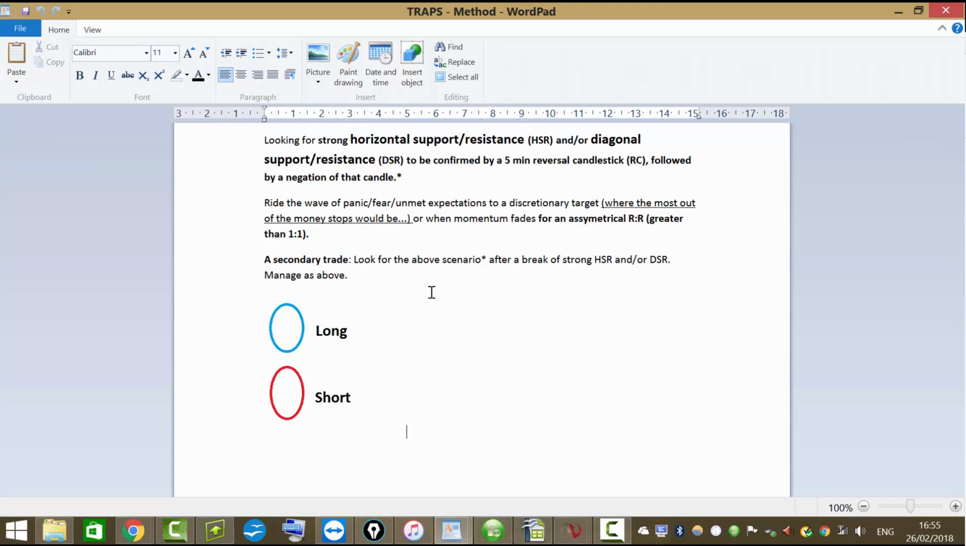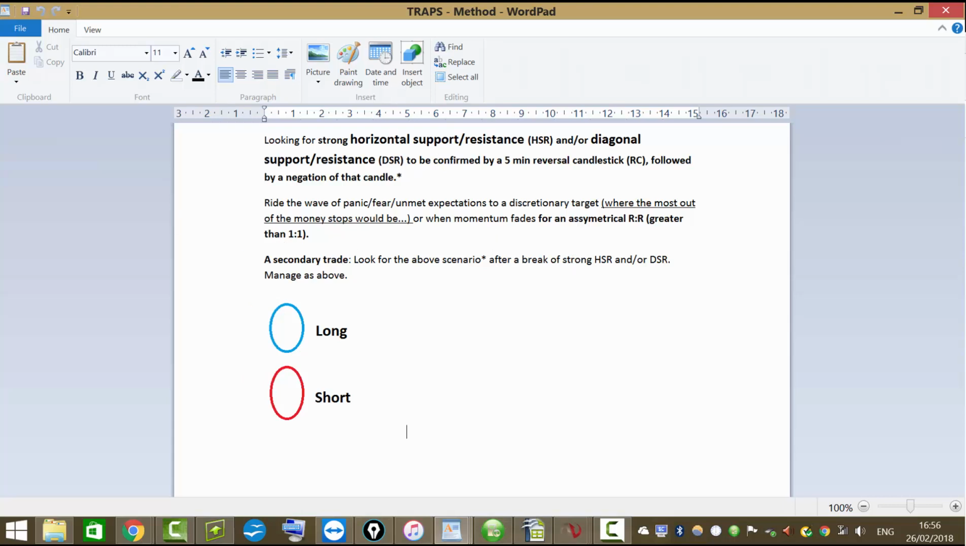A secondary trade is a sort of inside-out trade where you look for the above, that is a failure of a broken support resistance. You look for the 5-minute reversal candlestick against a support resistance that's already been broken. So that's an outside-in trade. The first scenario is the inside-out.